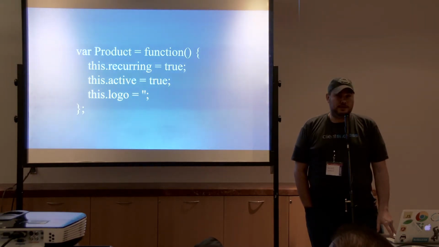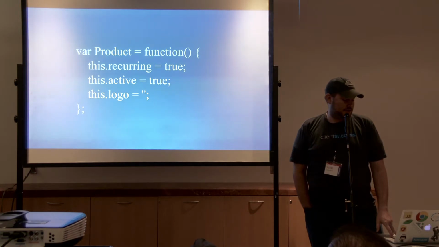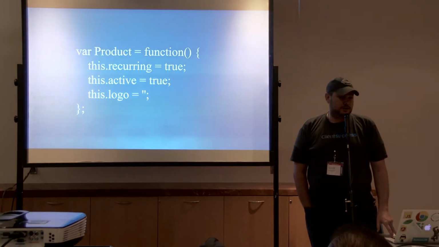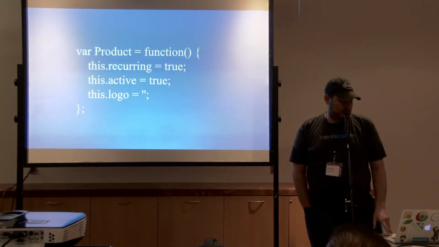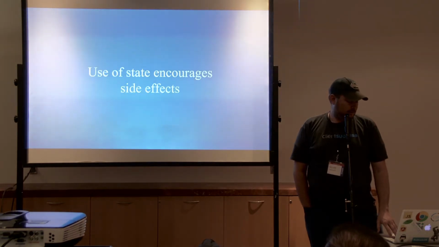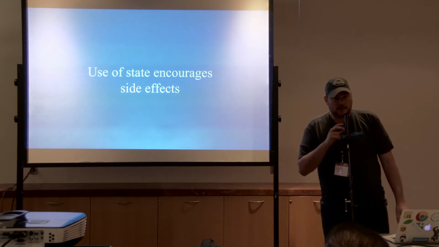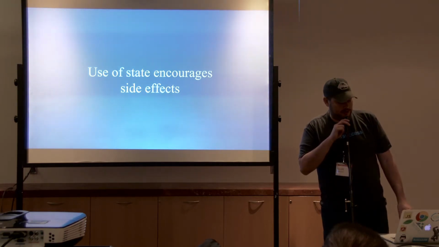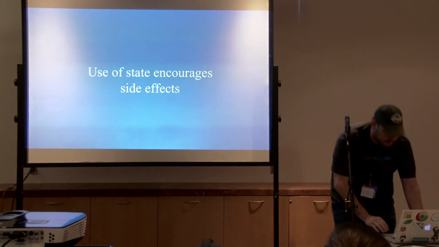I'm going to do a little code example here that's going to demonstrate an issue with having state. So I'm going to create a constructor for that product. You can see that the same default values are there. It's going to return an object that has those values. And we're going to create a function that does something. You guys can probably already see what's going to happen. And I'm going to show you why the use of state encourages side effects.